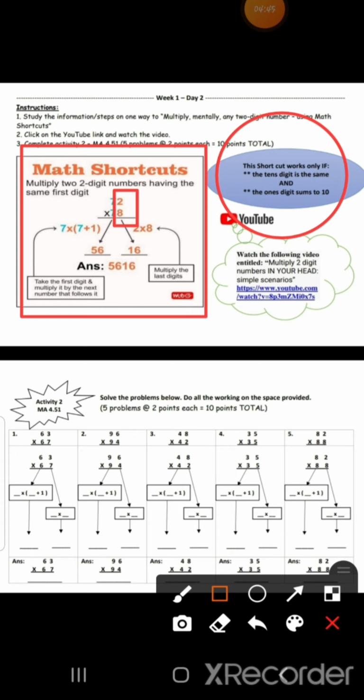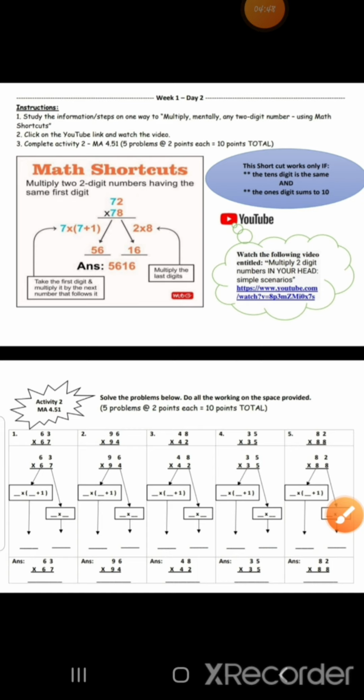So this is just one shortcut or one way by which we can multiply 2-digit numbers without having to follow the process that you did in the previous lesson, day 1. You don't have to. This is just a shortcut that when you look at it and you see that the tens digits are the same, and that the ones digits add to 10, you can apply this mental math for that problem.